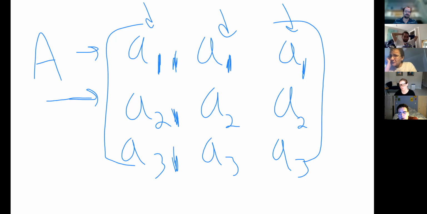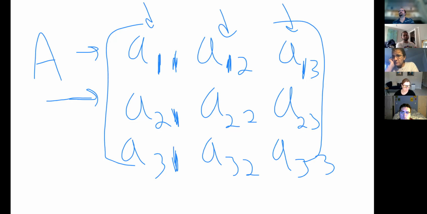I think usually you just go left to right and then top to bottom. If I were doing this personally, I'd probably go about it this way: A11, A12, A13. When I reach the end of that, I count back up to A21, where I'm going to start here. A22, A23, A31, A32, A33.